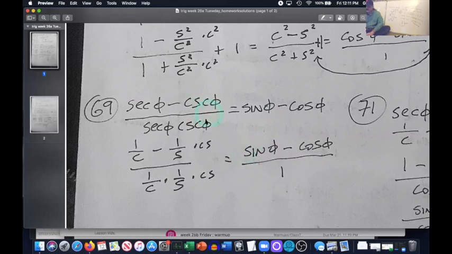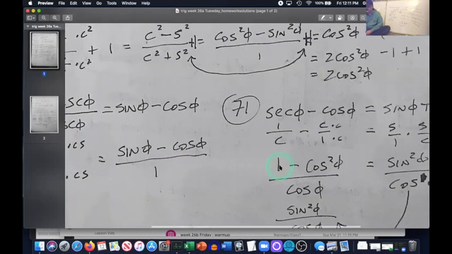69, again, it didn't seem to be a bad idea to make sine and cosine on the left since that's what's on the right. And then this one was quick. That was really the only thing you need to do. Next step, multiply top and bottom to get rid of the denominators, and that enabled us to get to here.